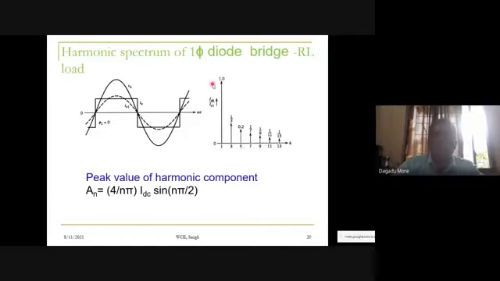Third harmonic is 1/3 of the fundamental. Fifth harmonic is 1/5 of the fundamental. Seventh harmonic is 1/7 of the fundamental. So the value of each harmonic current or voltage is what we call the harmonic spectrum. We have shown up to the 13th harmonic, and as the harmonic number increases, the amplitude goes on decreasing. So this is all about today.